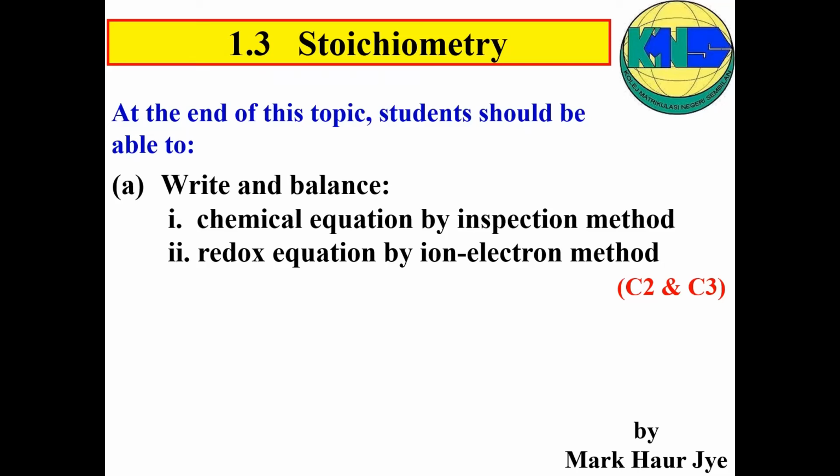Today we are going to learn about 1.3 Stoichiometry. At the end of this topic, students should be able to write and balance chemical equations by inspection methods, and redox equations by ion-electron methods. The level is C2 and C3.